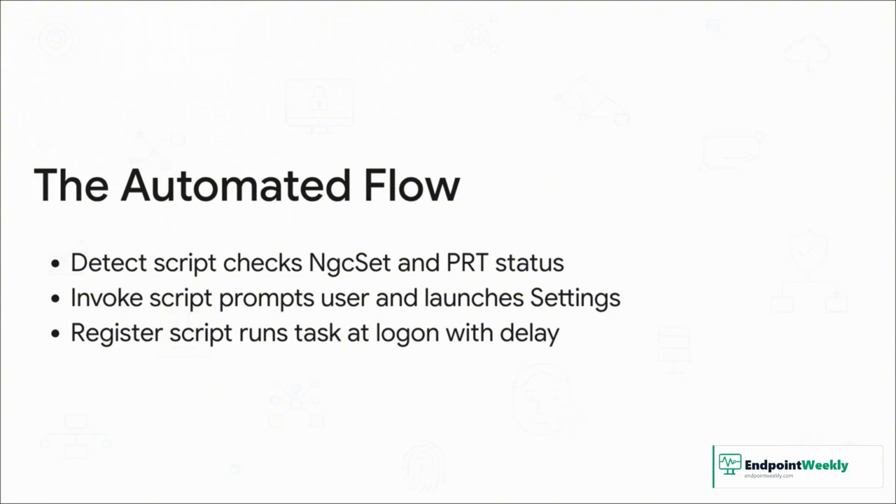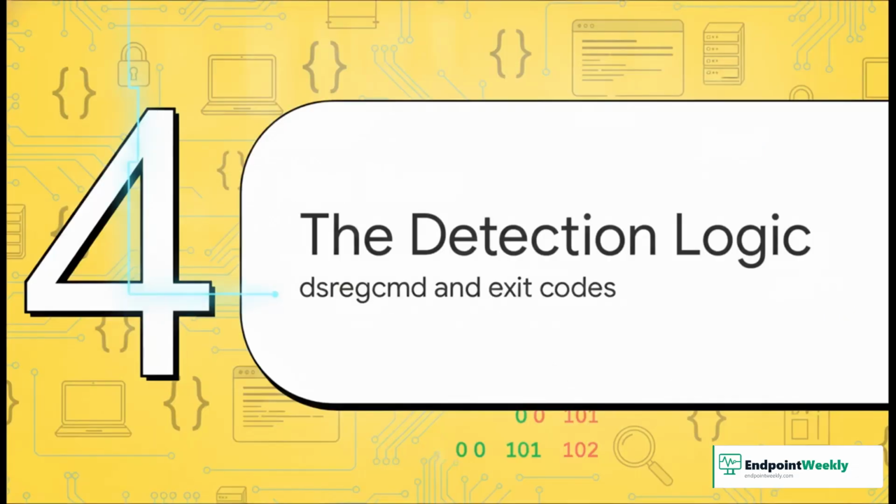This registers a persistent scheduled task for the user that fires at logon, but with a 60-second delay. This ensures the check runs reliably until Hello is fully provisioned. It's honestly just an elegant, self-healing mechanism. Let's move on and see how this builds in Section 4, inside the detection logic.